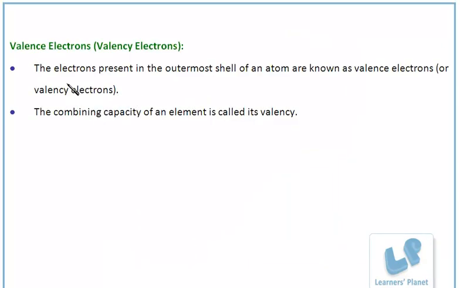So students, there's a term called valence electrons. These are also called valency electrons. Now what are the valence electrons? The electrons present in the outermost shell of an atom are known as valence electrons. Whatever is the number of electrons in the outermost shell. Say if I'm taking beryllium, the atomic number of beryllium is 4. The electronic configuration will be 2 and 2. So how many electrons are present in the outermost shell? It is 2. So what will be the number of valence electrons? It will also be equal to 2.